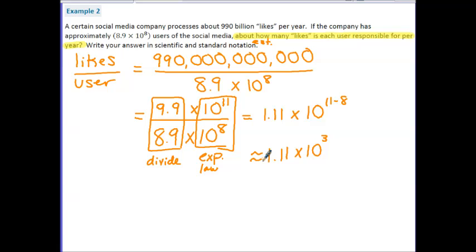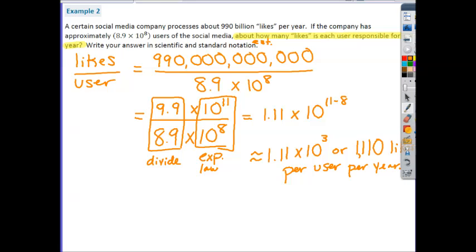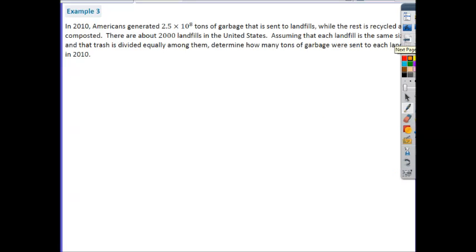And they want the answer in both scientific and standard notation. And this is a reasonable thing to ask because you'll notice here the exponent is 3. I only have to move it over 3 times. So we'll say or 1, and then I move it over once, twice, 3 times. So this is about 1,110 likes per user per year. Again, I'm putting the context of the situation into my final answer so it relates it back to the actual question. Okay, let's take a look at example 3.